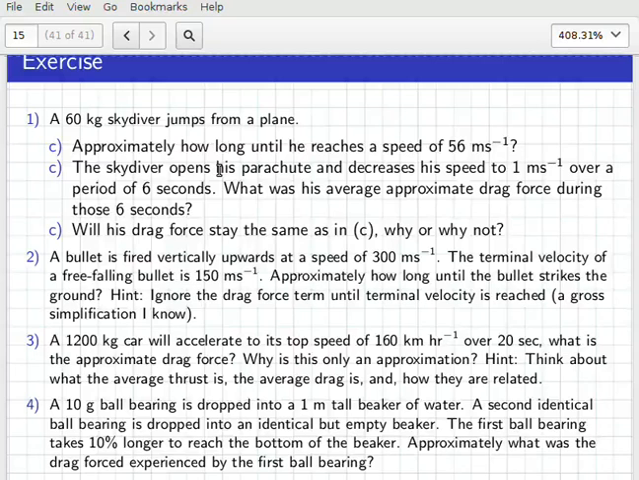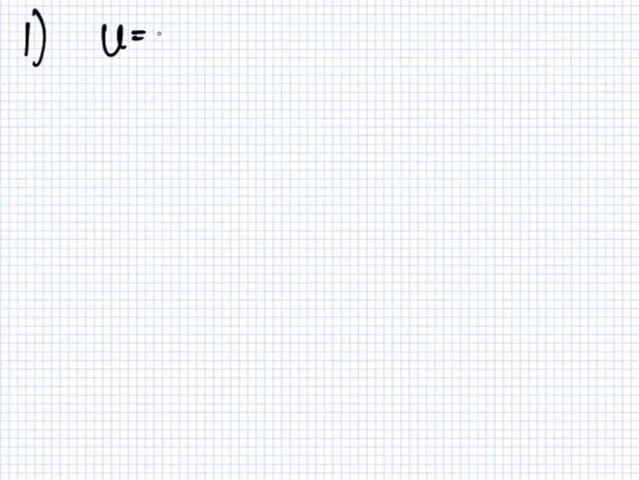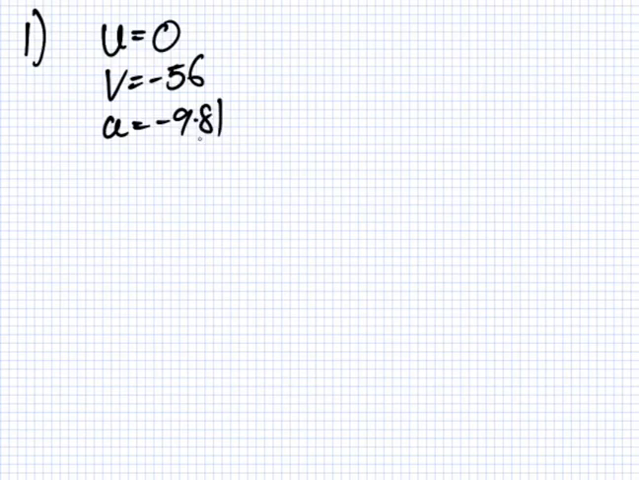A skydiver jumps from a plane. How long until he reaches a speed of 56? Okay. So, U is 0, V is minus 56, A is minus 9.81, and I want the T.